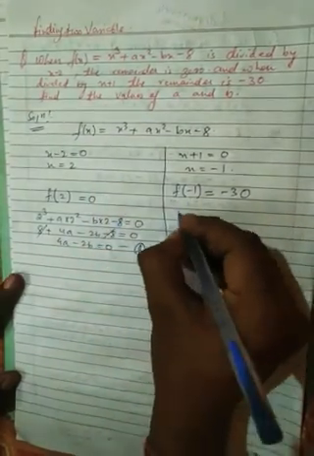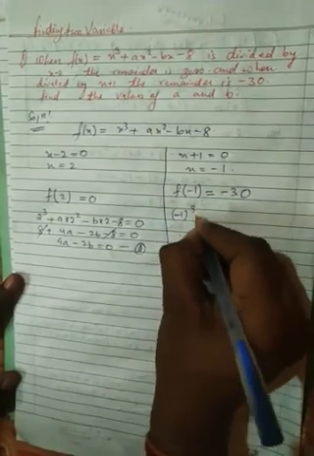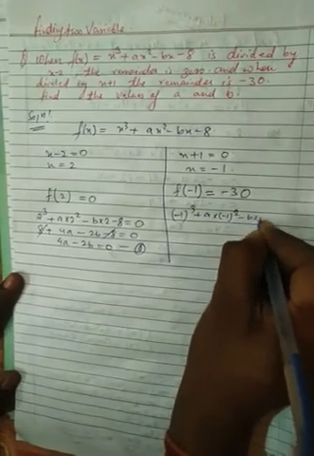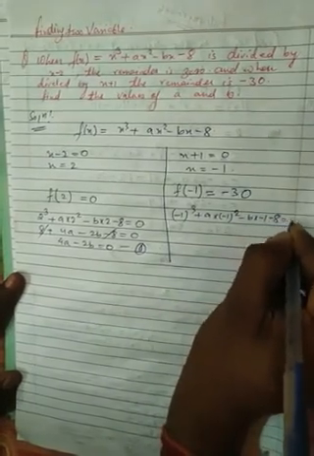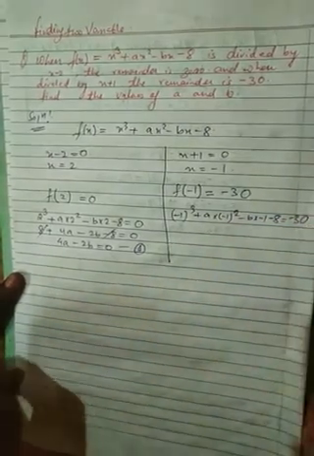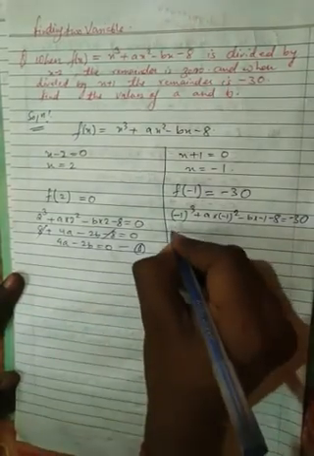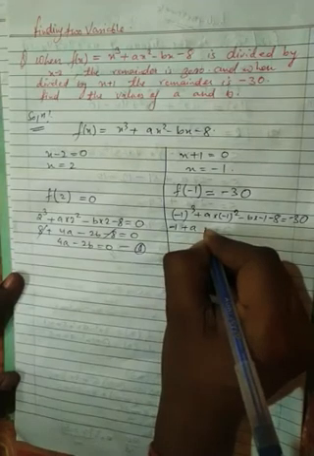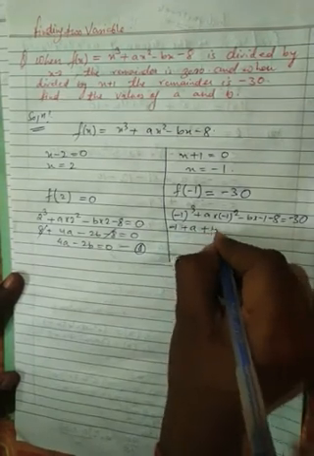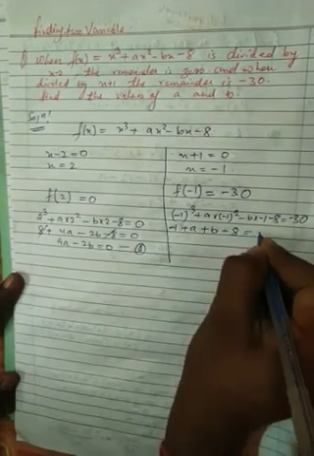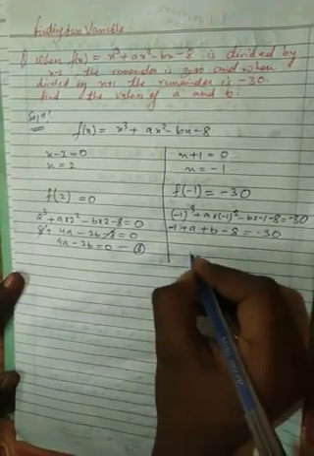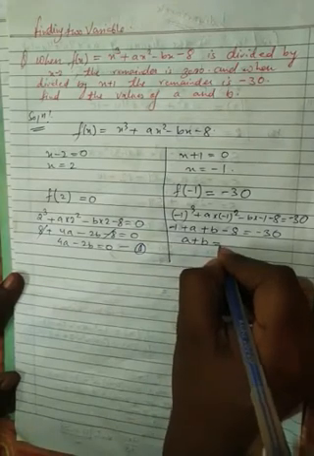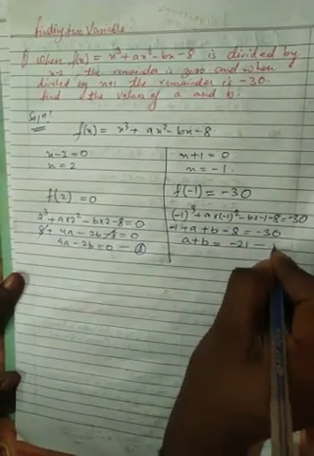So if I substitute here minus 1 the whole cube plus a into minus 1 the whole square minus b into minus 1 minus 8 equals to minus 30. Okay, solve this further. The minus 1 plus a, minus minus plus b minus 8 equals to minus 30. So therefore we'll get what? A plus b will be equal to minus 21 in the second equation.